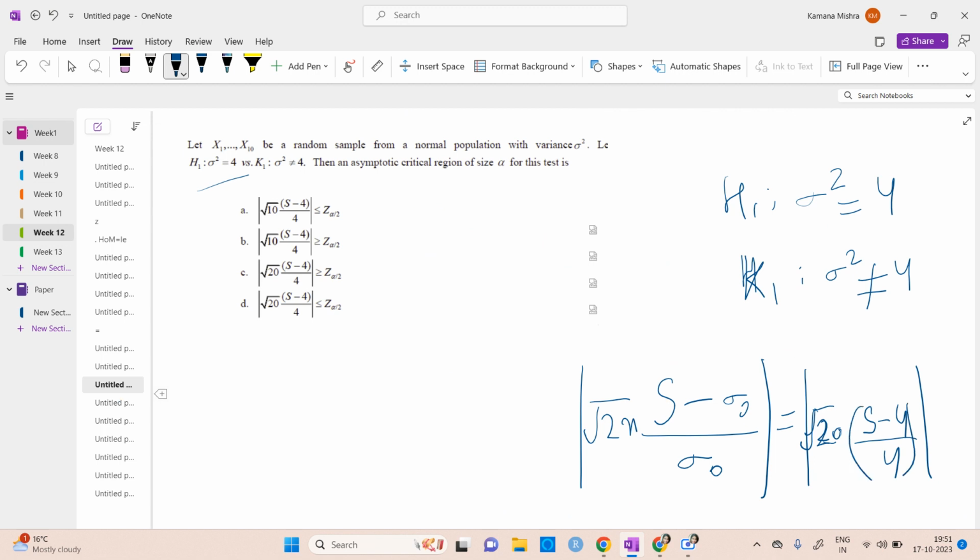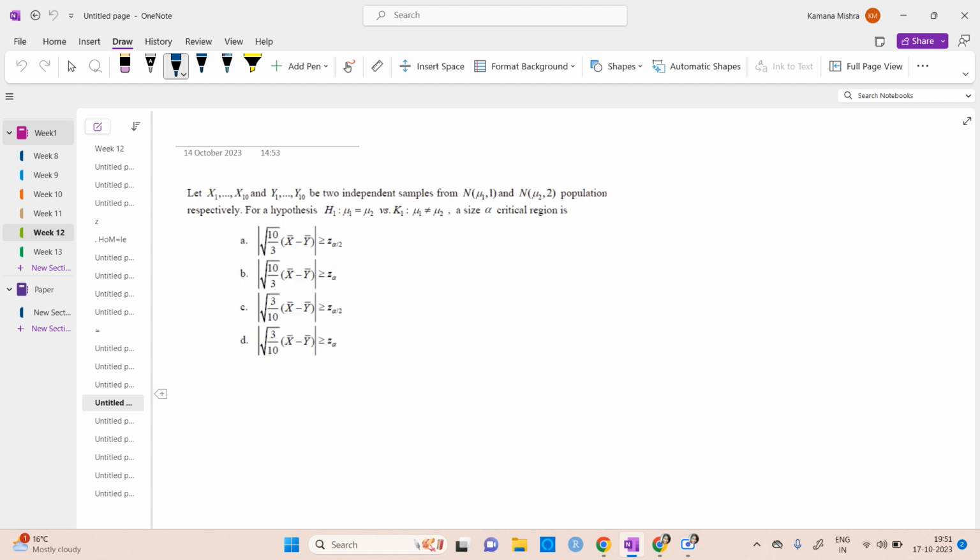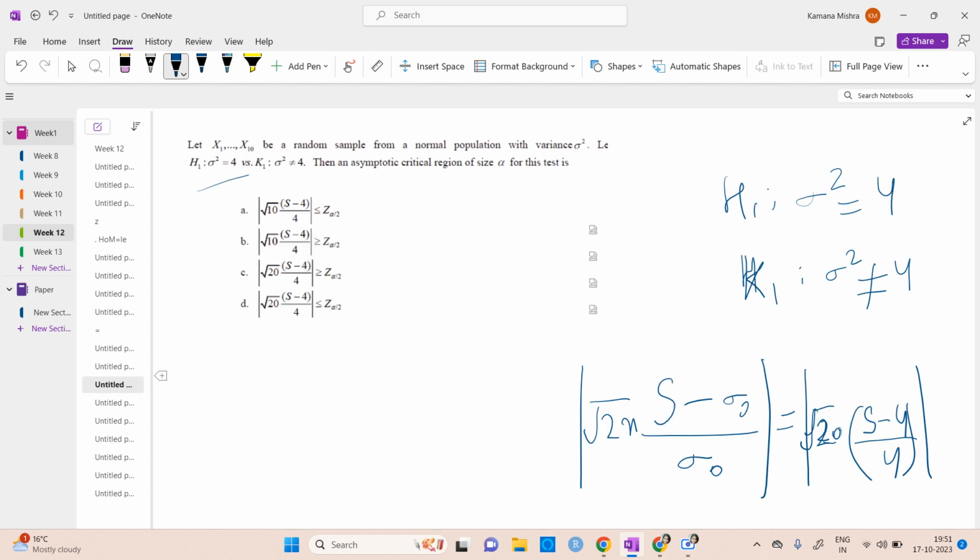So the test would be the square root of 20 times s minus 4. And the rejection region would be what? As I have said earlier, when you have not equal to, the rejection region will always be greater than or equal to z alpha by 2. So this would be the answer.